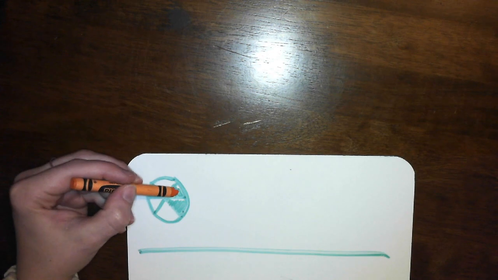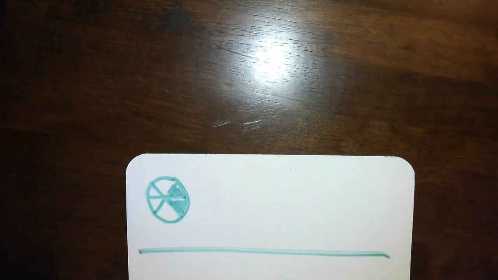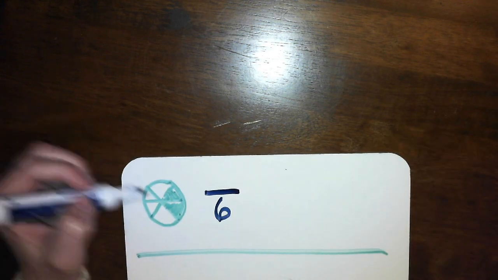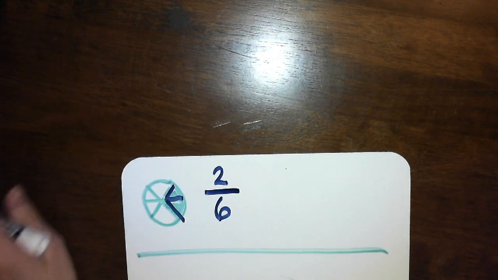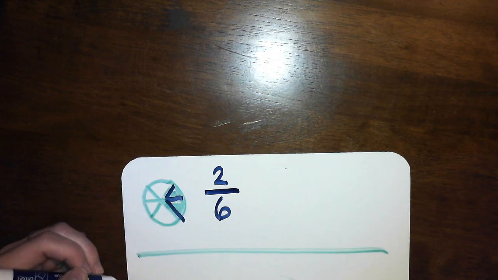Here I have a pizza, or whatever it is you want to say that I cut up. It's cut into 1, 2, 3, 4, 5, 6 pieces. So 6 is our whole, so that's our denominator. The amount of parts we have are 2. So it's 2/6. This picture is the fraction 2/6.